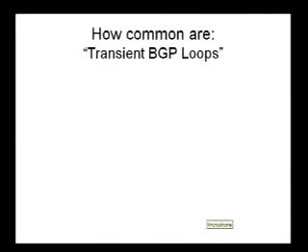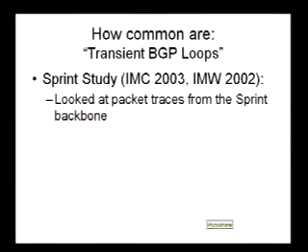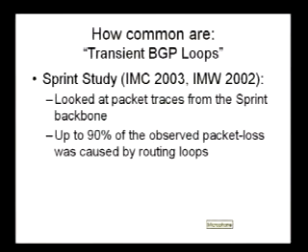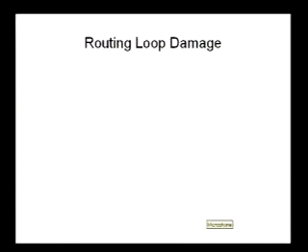The only previous work that I'm aware of in this area is a Sprint study that was done back in 2002 and 2003. These guys looked at packet traces on the Sprint backbone, and additionally they looked at BGP feeds, IGP feeds, and packet loss on various links on their network. What they found was that up to 90% of the packet loss they observed, depending on the trace that they looked at, was caused by routing loops. Additionally, between 60 and 100% of these routing loops could be directly attributable to BGP. So maybe that's true in the Sprint network, but is that true in general on the internet?